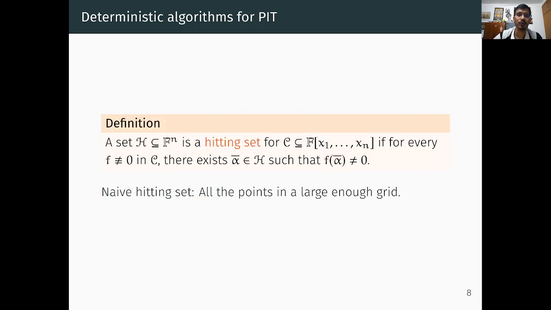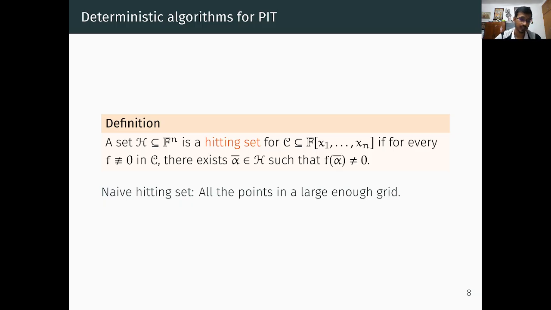When you start trying to think about deterministic algorithms, a natural definition is that of a hitting set. So a hitting set is some subset of your space of points with the following property. If you care about a subclass of polynomials, script C, then H is a hitting set for C if whenever you pick up a non-zero polynomial in C, there must exist some point in H where this polynomial evaluates to non-zero. So in some sense, it certifies each non-zero polynomial in the class of polynomials that you care about.